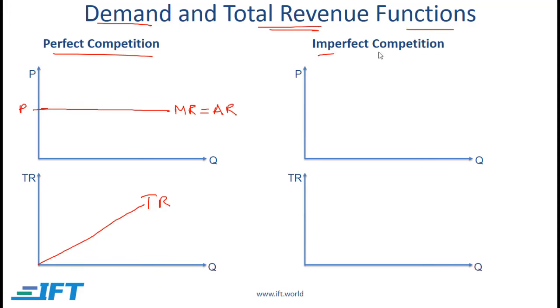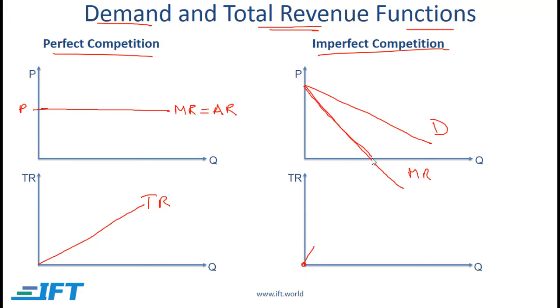What if we have imperfect competition? In this case, firms will observe a downward sloping demand curve. So the demand curve will look something like this. The marginal revenue curve will be contained inside the demand curve. So this is a representative marginal revenue curve. What about the total revenue? Now, initially the total revenue is 0.